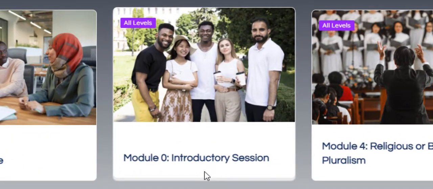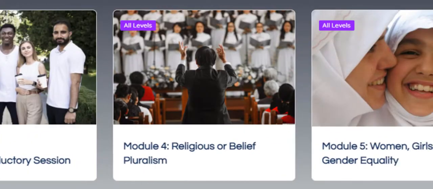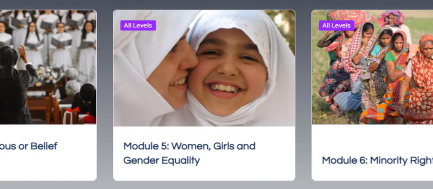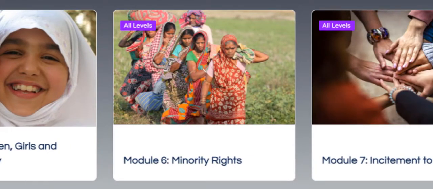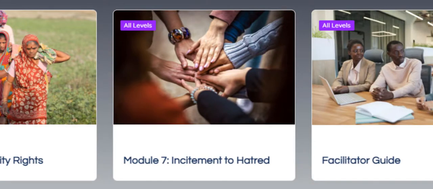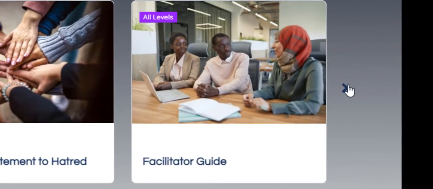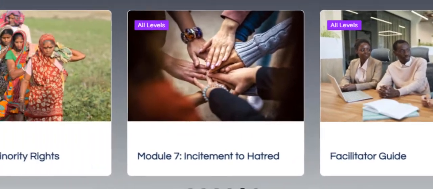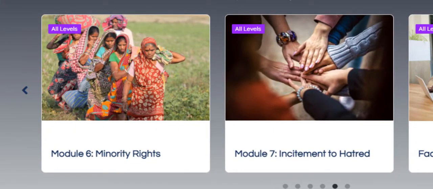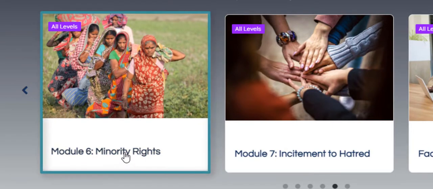Module 0, an introductory session. Module 4, religious or belief pluralism. Module 5, women, girls, and gender equality. Module 6, minority rights. Module 7, incitement to hatred, as well as a facilitator guide. You can access any of the modules by clicking on the card or the menu at the top of the page. Let's take a look at one of the modules.